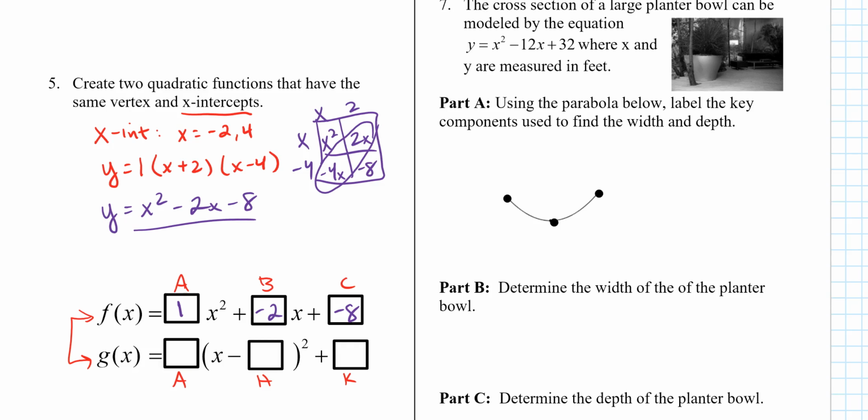So if my vertex is at 1, negative 9, then vertex form is going to be a, which is still 1, x minus 1 for h, plus negative 9 for k. And there's my two functions that are in different forms that have the same vertex and same x-intercept because they came from the same original function.